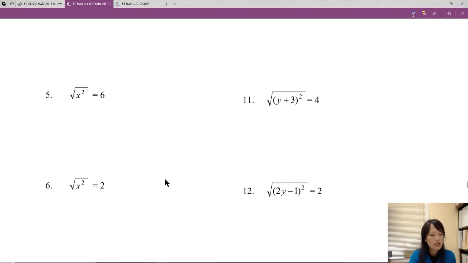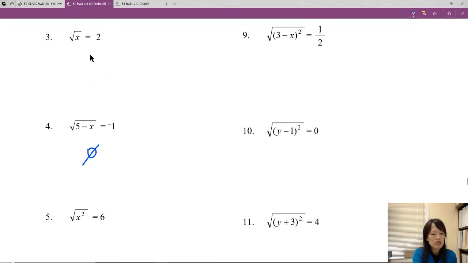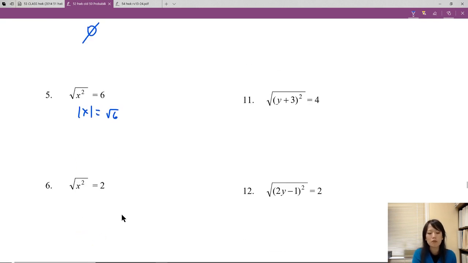Okay, so the next thing here, no solution. Obviously, no solution. Square roots can't be negative. Here, remember, it's actually absolute value x equals root 6. That's why you're going to have a plus minus. X equals plus minus root 6. Same thing. X equals plus minus root 2, right?